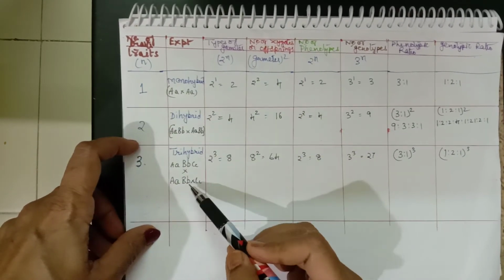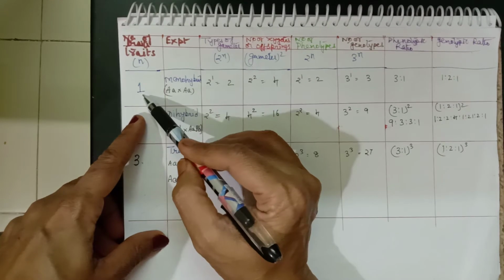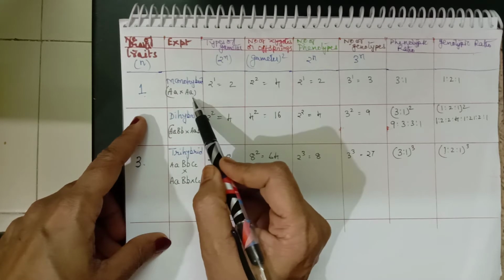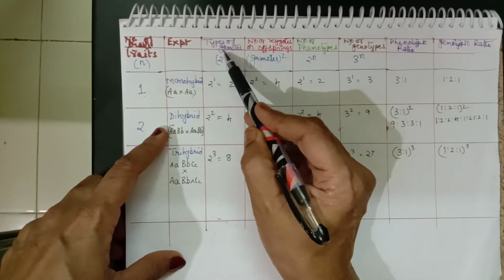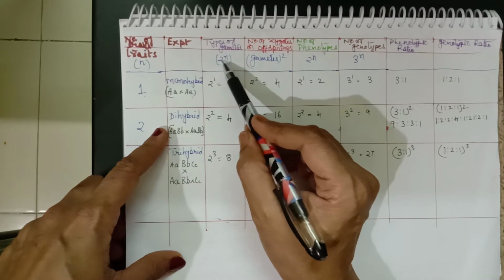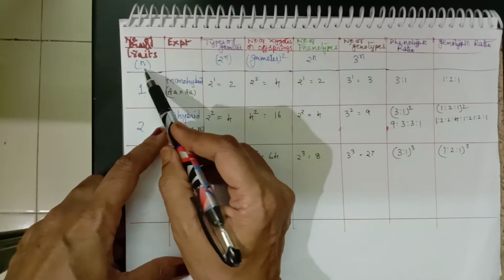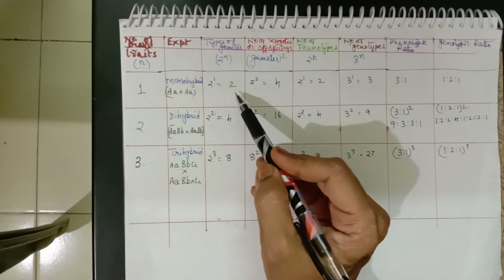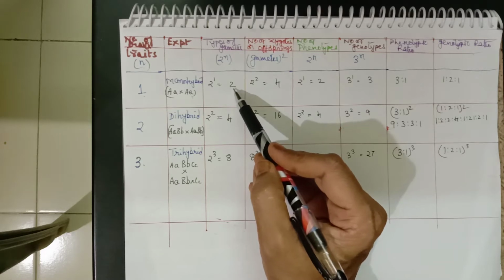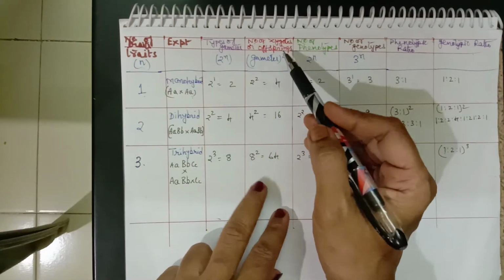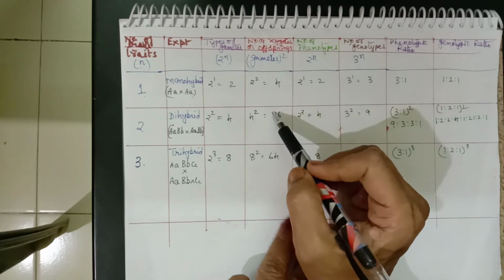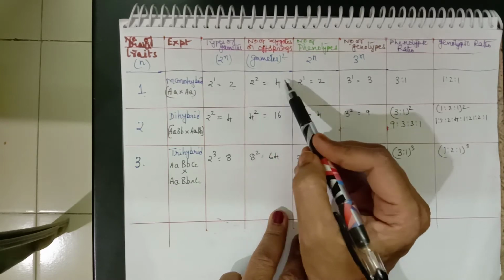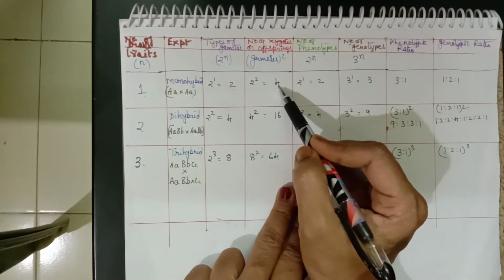Monohybrid, dihybrid, trihybrid. So first one, what is the experiment? Monohybrid. This is the monohybrid cross, F1s are selfed. Next column is how many types of gametes are formed. We can give gametes as 2 to the power of n. What is n here? The number of traits or characters present. In monohybrid, there is only one character present, so you will get types of gametes as 2. Next column is the number of zygotes or offspring. Here it is the gamete square. We got 2 gametes, 2 squared, so the number of zygotes or offspring will be 4.